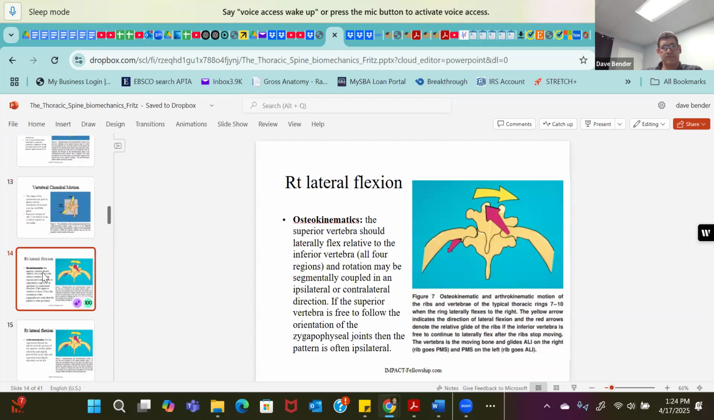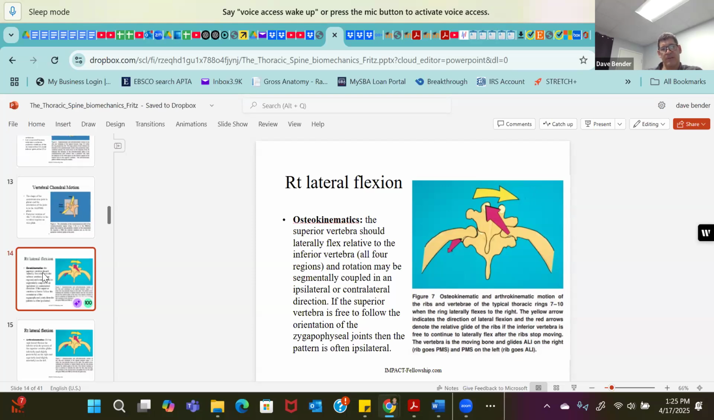Right lateral flexion. So osteokinematically, the superior vertebra is going to laterally flex relative to the inferior vertebra, and this will be in all the regions. And rotation can be coupled contralaterally or ipsilaterally as we do this. Usually we'll talk about ipsilateral couplings, but once you get a few miles on you, you can see multiple vectors or poles can create different coupling. So I think standard is always ipsilateral coupling, but again, results may vary.